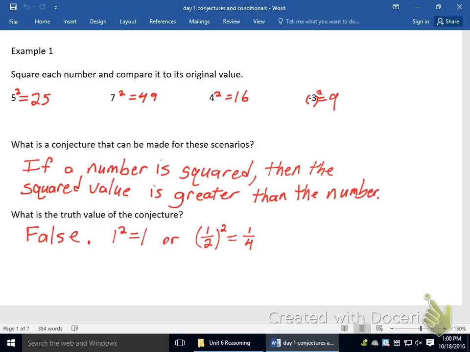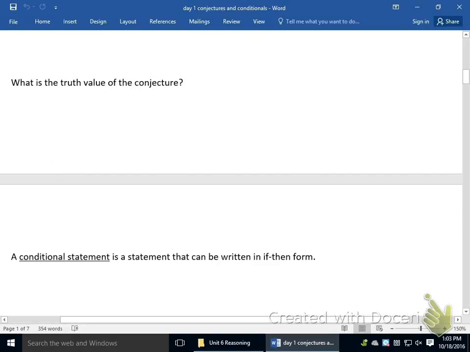This is really essential for the framework that we're getting set up for in geometry, where we're going to be doing a lot of proofs and stuff. And all your properties that you've used in algebra, all your theorems, they are all written as conditionals. If you go back and look at them, they could be written in if-then form. So kind of leading into that now, a conditional statement is a statement that can be written in if-then form. We don't have to write a conditional statement in if-then form like I just did. I could have simply said the square of a number is greater than the number on that original one. That would still be false, but that's still a conditional statement.